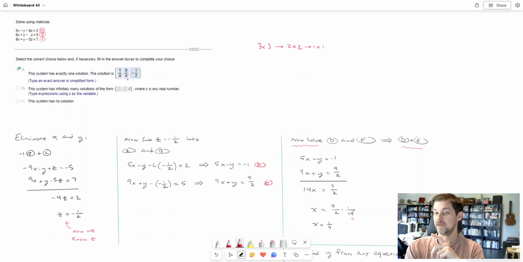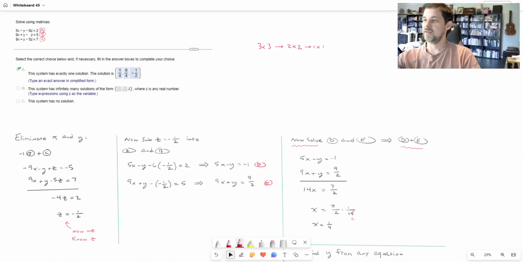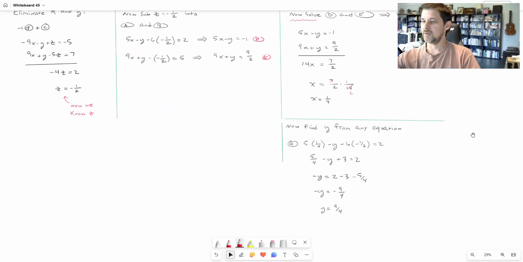What are we left to find? We're left to find y. So let's talk about how we would do that. We can find y from any equation. Think about it like this. You know what the z is supposed to be. You know what the x is supposed to be. Put those numbers into one of the equations that allows you to find the y.